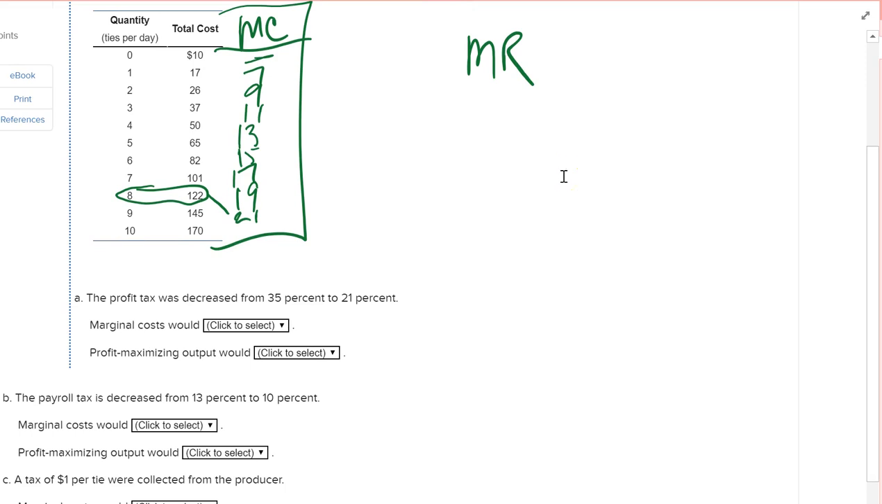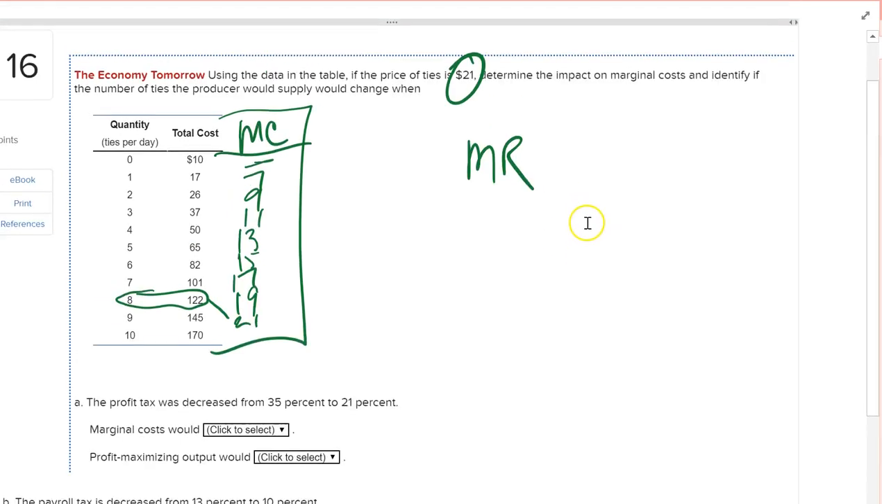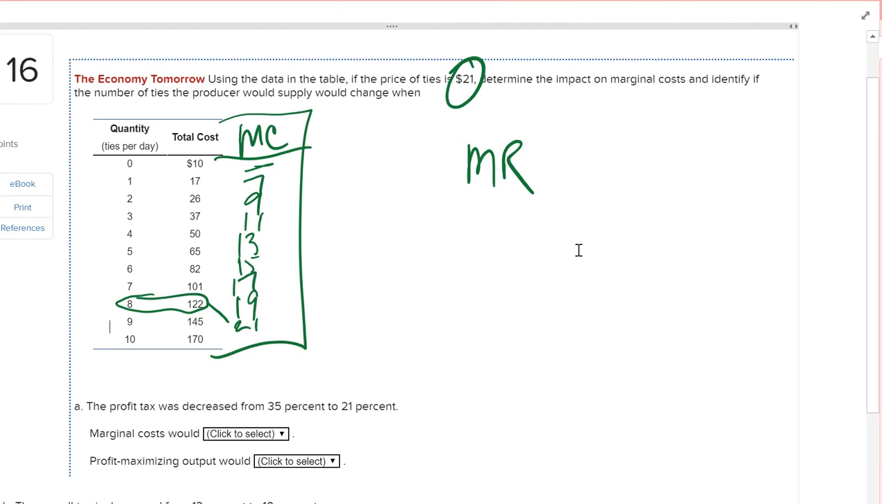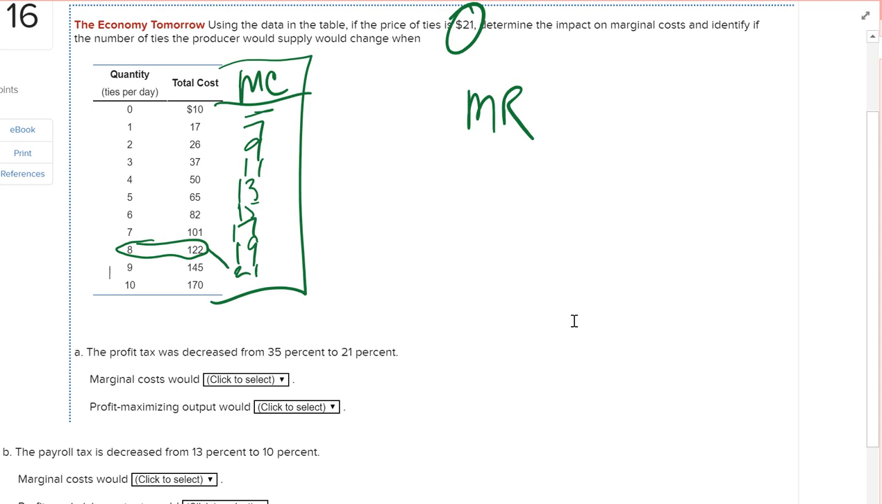It says the profit tax was decreased from 35% to 21%. So they're asking you to do the calculation here. It says determine the impact on marginal costs and identify if the number of ties the producer would supply would change. So given these different situations, if the profit tax changes, this doesn't affect marginal costs. Marginal costs are per unit costs of production. A profit tax is a lump sum cost that is assessed on the actual profits. So no change to marginal costs if that happens. No change to profit maximizing output because it affects neither marginal cost nor marginal revenue.